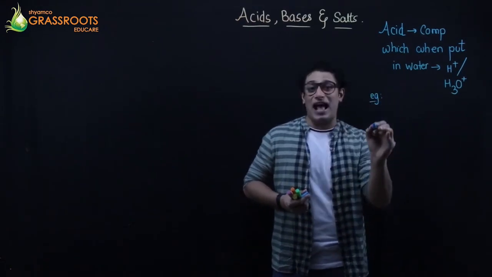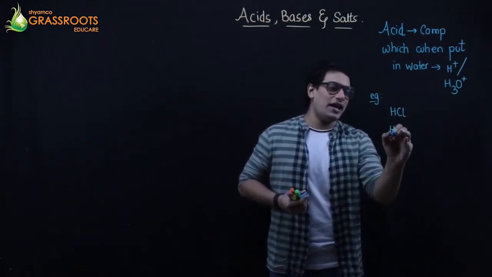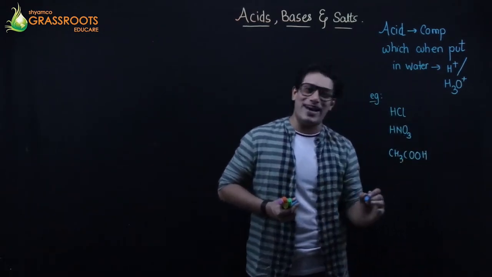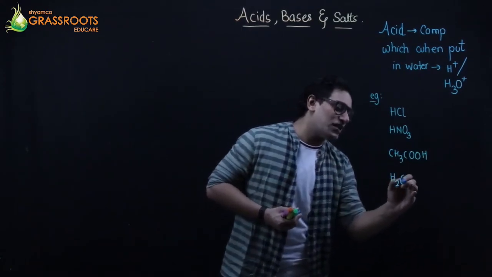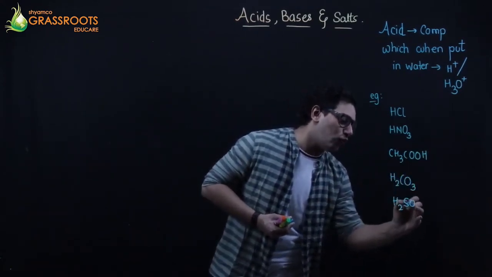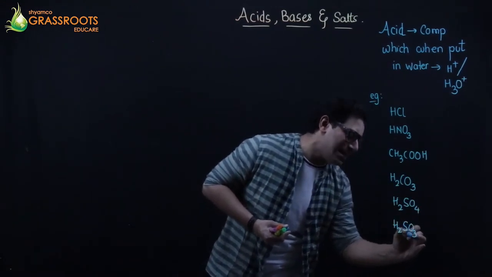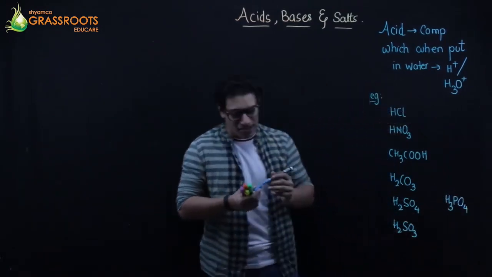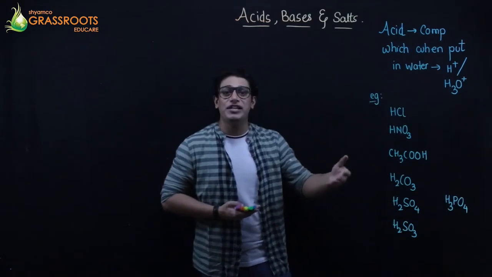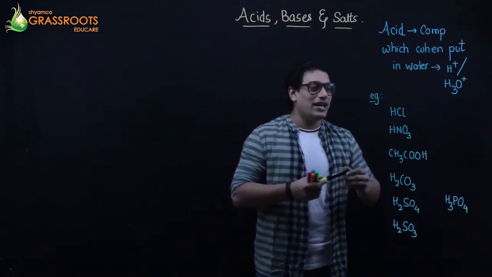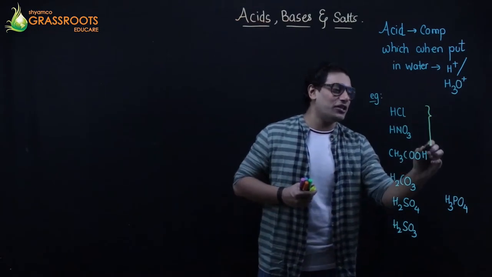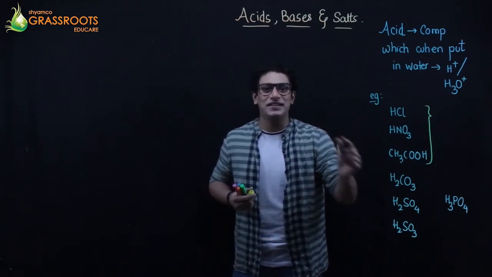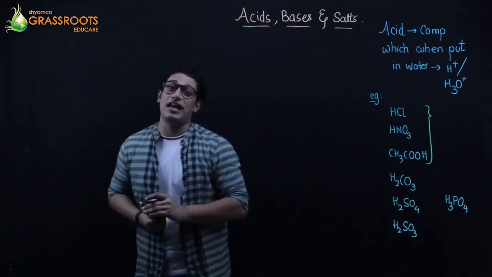Some examples of acids are HCl, HNO3, CH3COOH. Then we have H2CO3, H2SO4, H2SO3, H3PO4, etc. These are the acids which we usually use in our day-to-day lives. HCl, HNO3 and CH3COOH are hydrochloric acid, nitric acid and acetic acid, which is also used like vinegar.